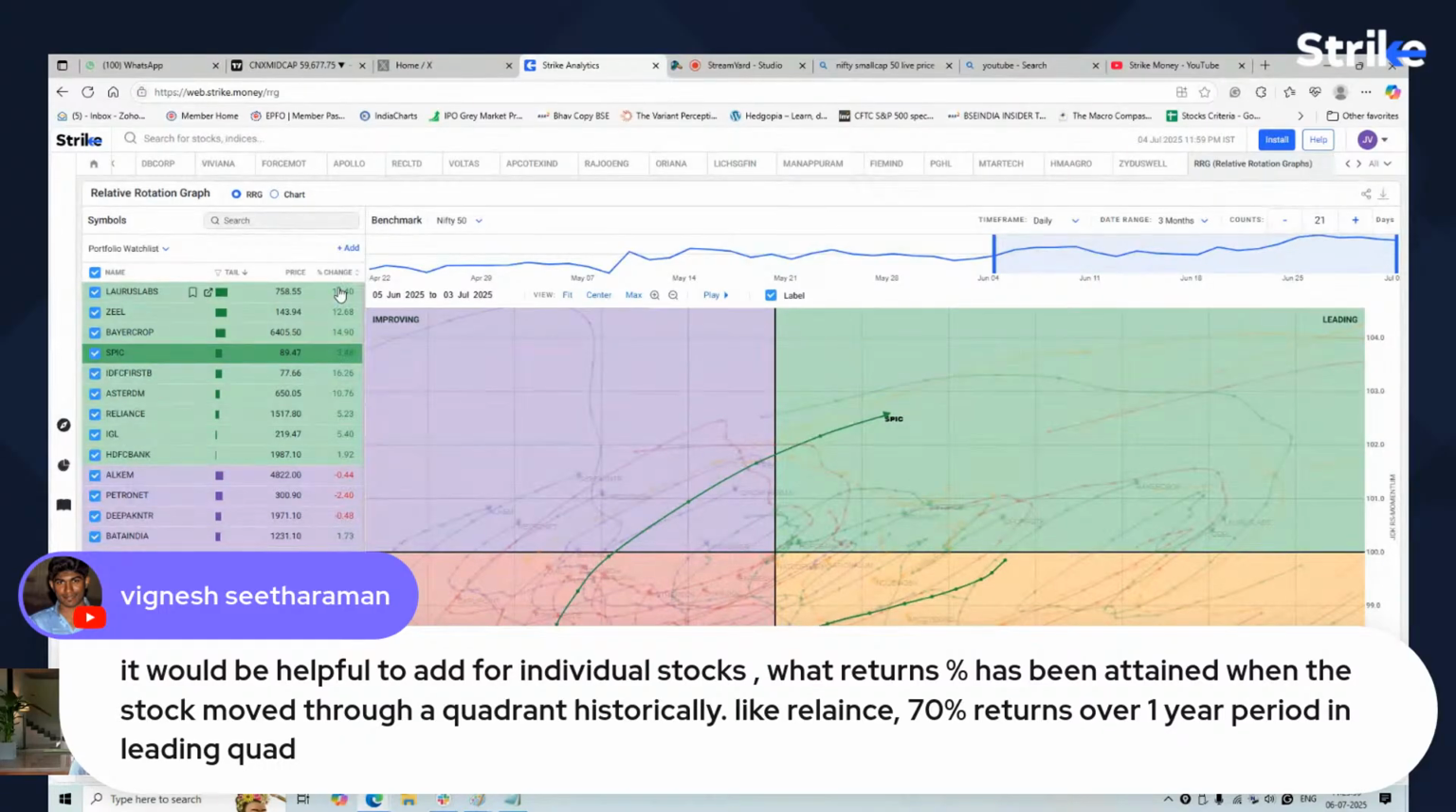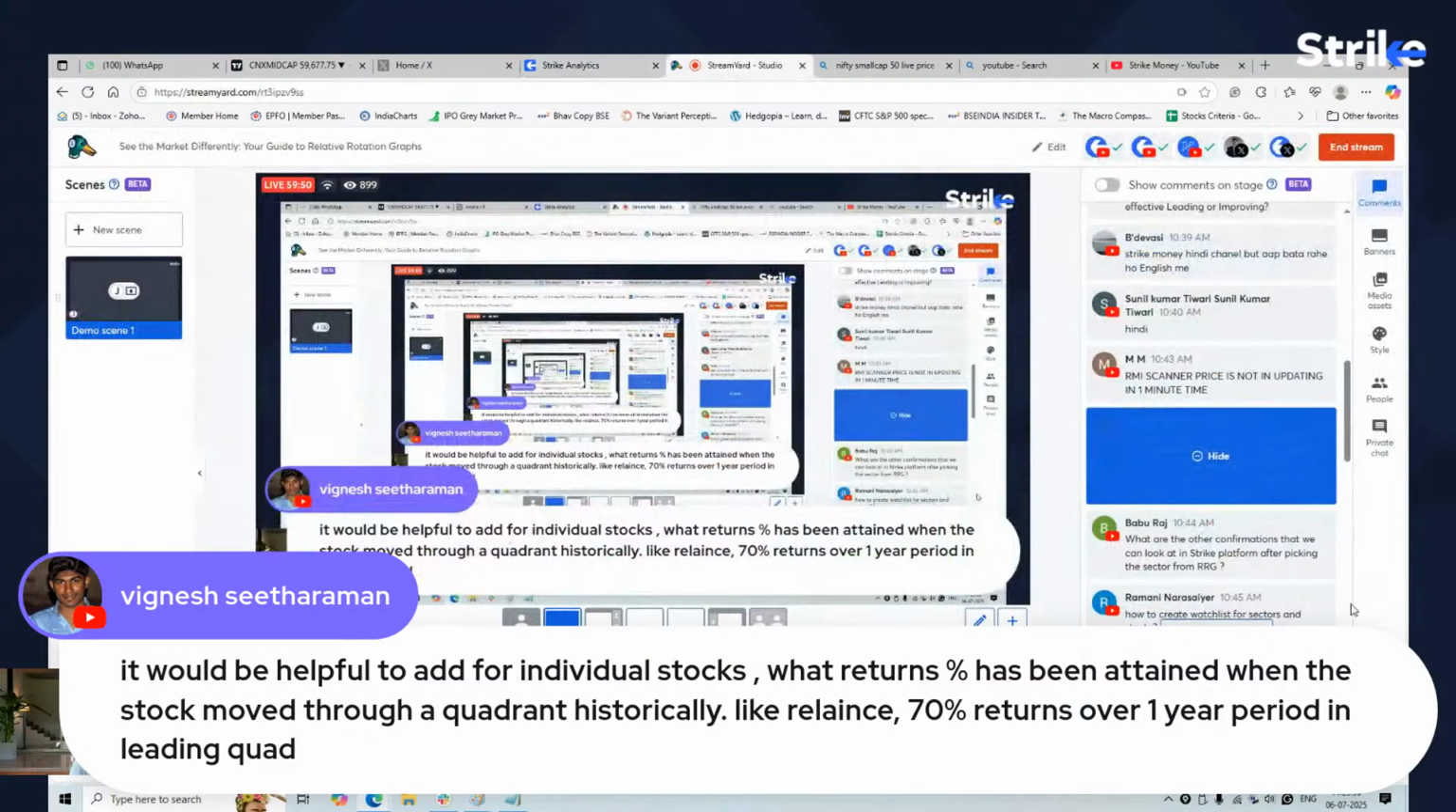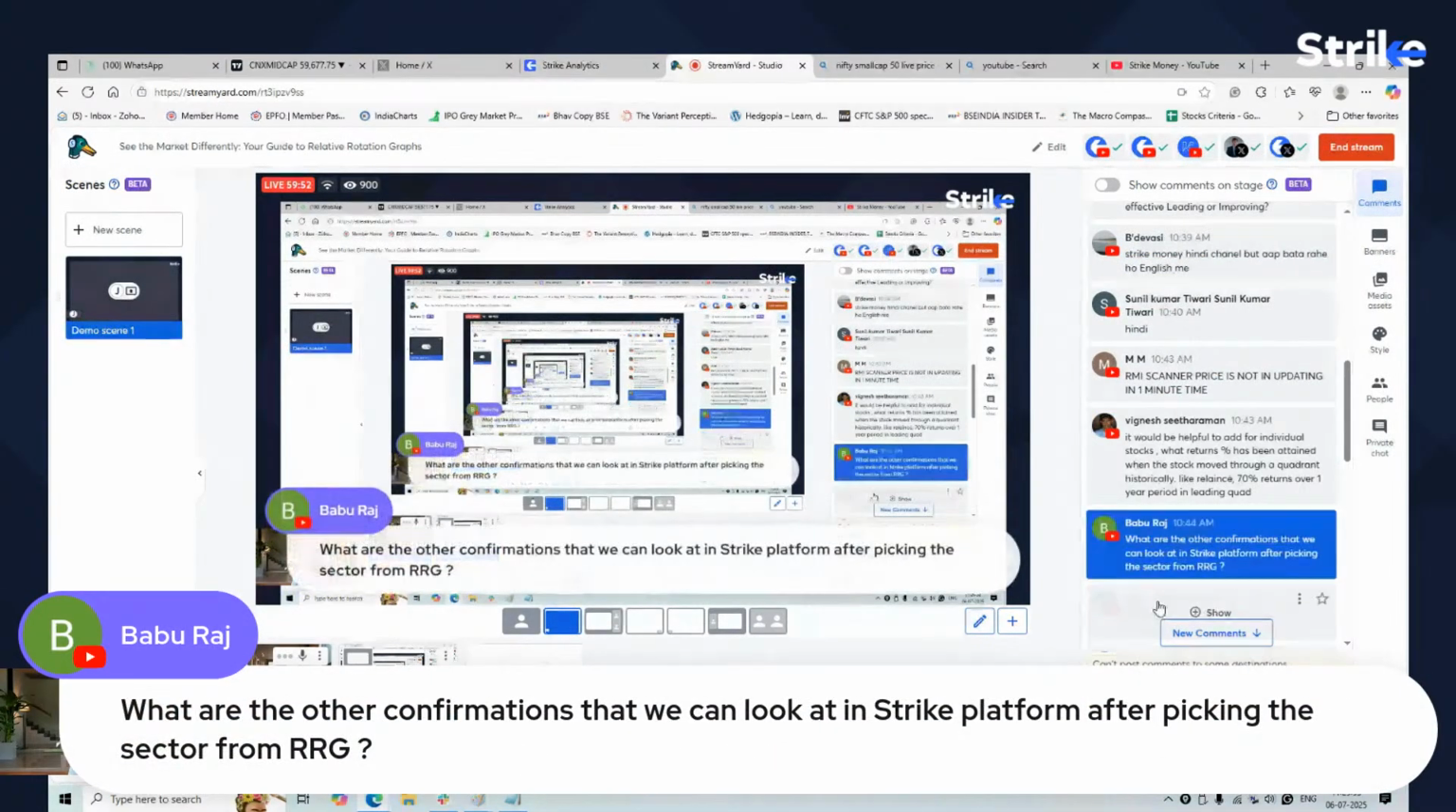Okay, so maybe I don't know if that helps, but yes, this is something that you can do. You can increase the number of counts so that you understand which are the stocks that have performed, how they have performed and what returns they have given.